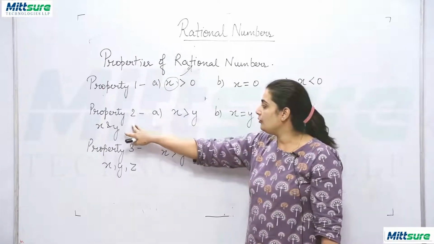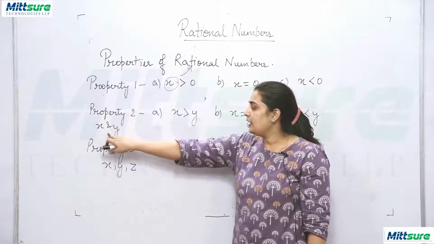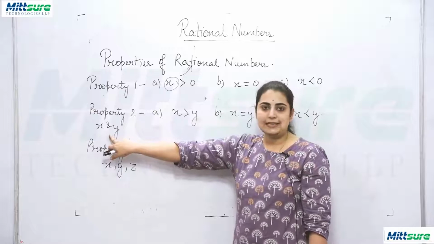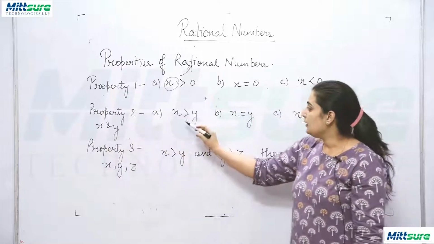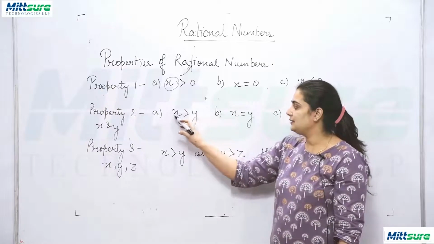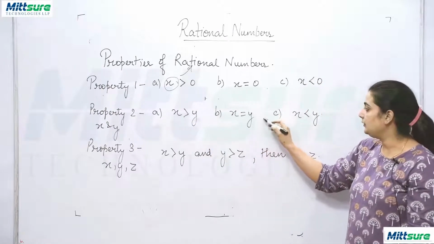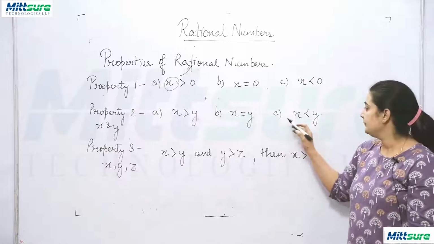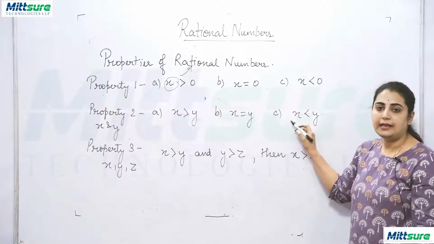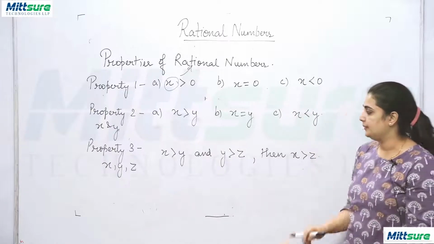Right? Now property 2 says that if there are two rational numbers x and y, there could be these three conditions only. Either x is greater than y, or they both are equal, or y is greater than x. Okay, only these three conditions are possible.